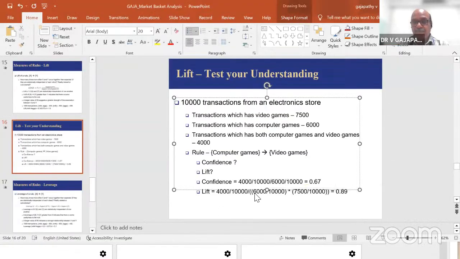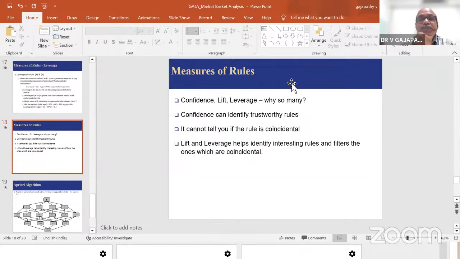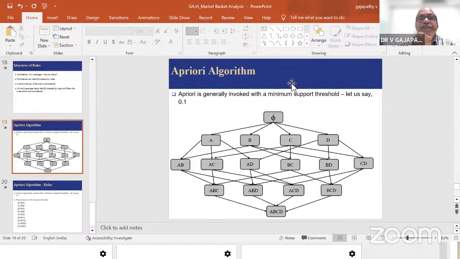You see this one, measure of rules, leverage. I think we can avoid this one. How many times more often do X and Y occur together? We will come to it later. And a measure of rules, okay, the Apriori algorithm. Apriori is generally invoked with a minimum support threshold. See, now we are having support, confidence, lift.